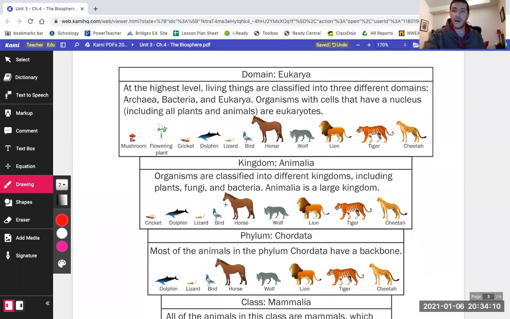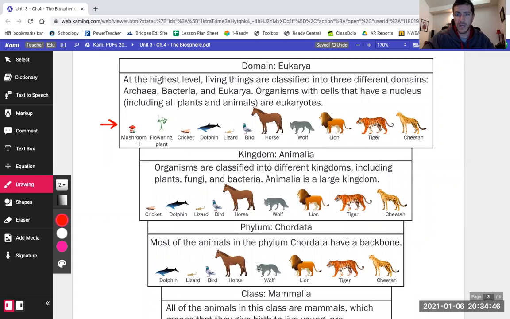All right. So we have the domain at the top. At the highest level, living things are classified into three different domains: archaea, bacteria, and eukarya. Organisms with cells that have a nucleus, including all plants and animals, are eukaryotes. Notice there is a lot in this area. But then there are some things that are different here. We notice a couple of these went away. I noticed the mushroom and the flowering plant are gone.